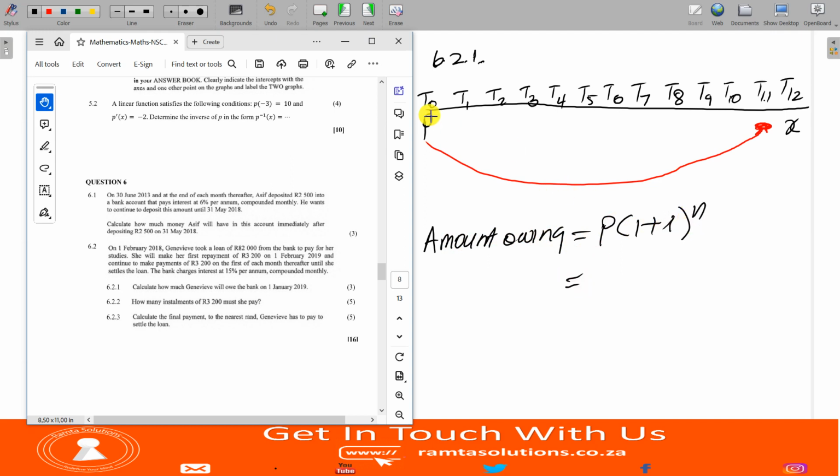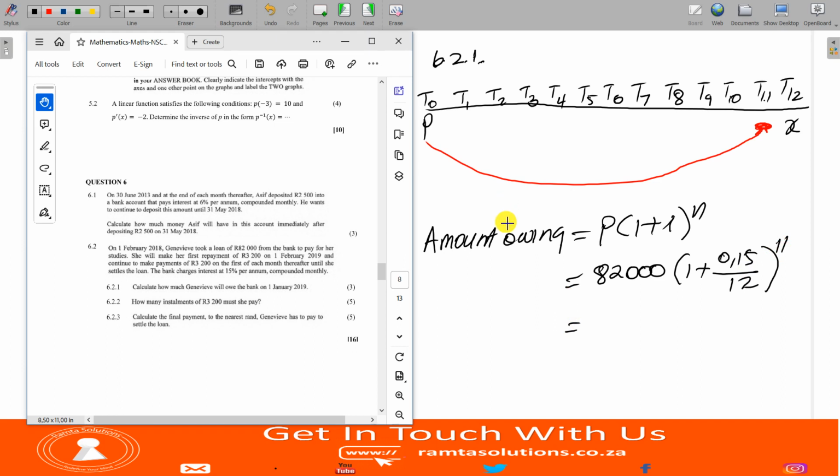Now let's go. What is this? She took a loan of 82,000. All right. Her interest is 0.15 over 12 because it's per month. And for how long was this raised? This was raised to 11. Okay, let's get our answer. Okay, 82,000 into 1 plus 0.15 over 12 to the power 11.